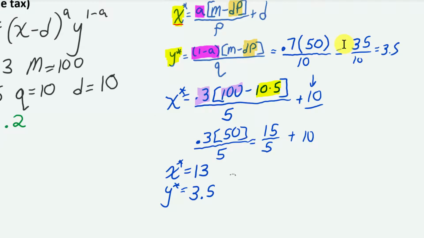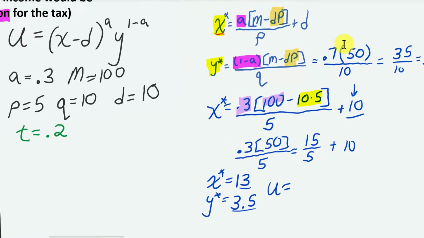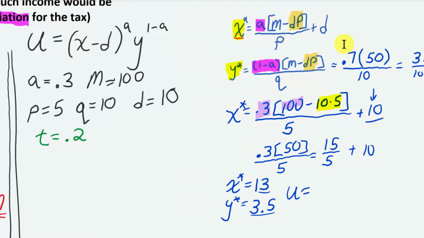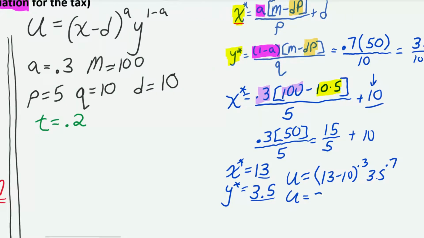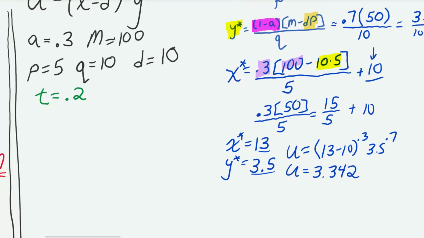Now, how much utility are we going to be getting out of this? Well, we plug the 13 and the 3.5 back into our utility function over here. And we're going to be getting 13 minus 10 to the 0.3 times 3.5 to the 0.7, and our utility is going to end up being 3.342 approximately, if we round that off. So that's pre-tax.